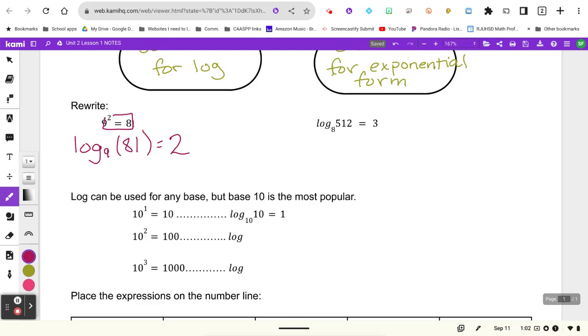So the next one, we see a log, we're going to write an exponential. So we start with the base, go up to the E. So we're going to go 8 to the third equals 512. And you can even check this on the calculator and do 8 raised to the power of 3, and you will get 512.